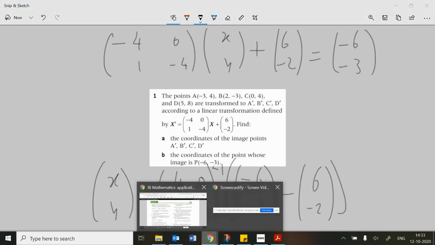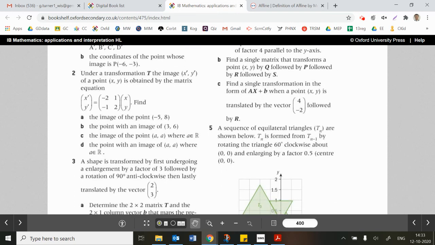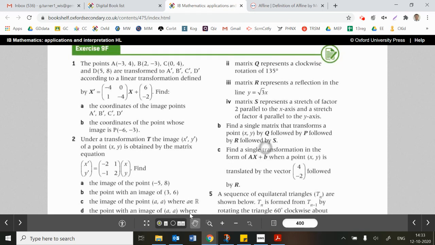Okay guys, well, thanks for listening in, and good luck with the exercise. It's 9F. There's 5 questions. They are good questions. These are questions which you can imagine turning up in exam situations. So get as much practice as you possibly can with these exercises.